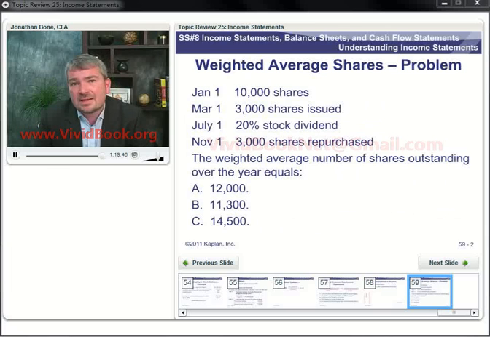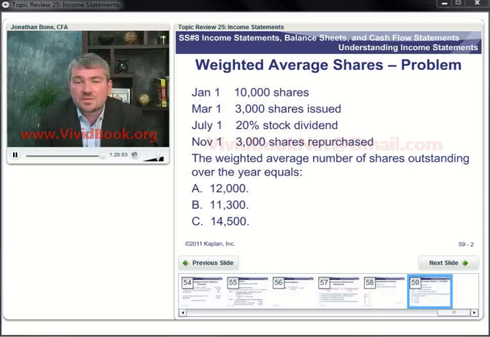Well, remember, take that stock dividend and apply it to the 10,000 and 3,000 because they were both in issuance before the date of the stock dividend. So that's going to give us, what's that going to give us? 12,000 and 3,600. The 3,000 shares repurchased occurred after the date of the stock dividend, so is unaffected.